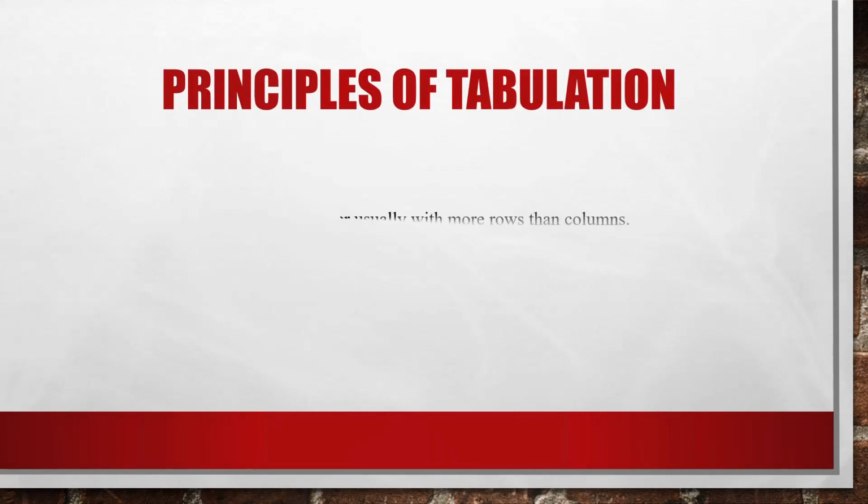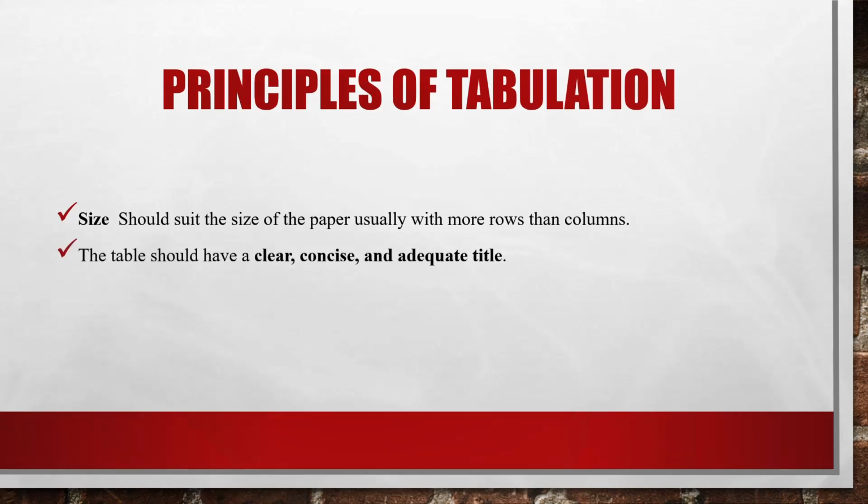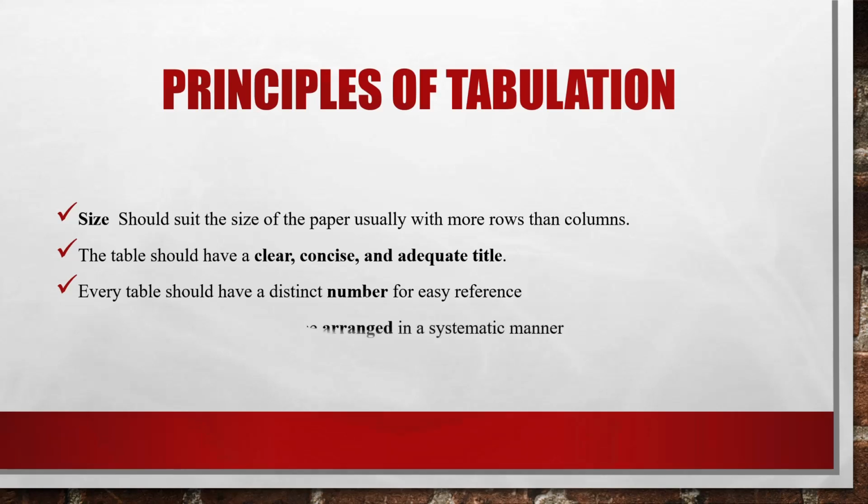Okay, the principles of tabulation. We have to consider the size of the table. It's very important to consider the size, and we should include more rows than columns. The table should have a clear, brief and adequate title. And table number is very important. There should be a distinct number, and it is used for reference also.